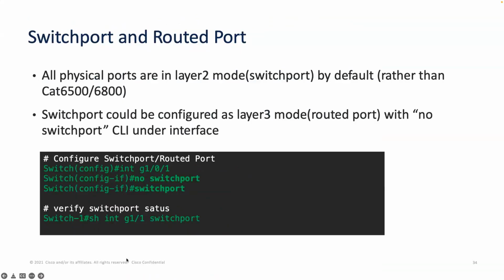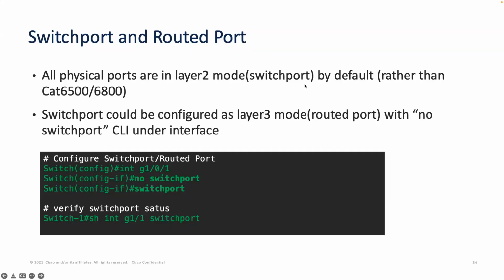Another concept in switching, especially for multilayer switches, is the switch port and the routed port. By default, all switch interfaces on Catalyst switches run in layer 2 mode, which is also known as a switch port. The only exception is the Cat6K. The Cat6K by default sets all the ports in layer 3 mode, I mean routed ports.